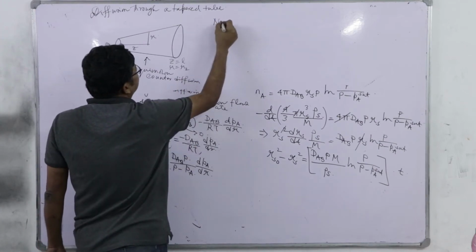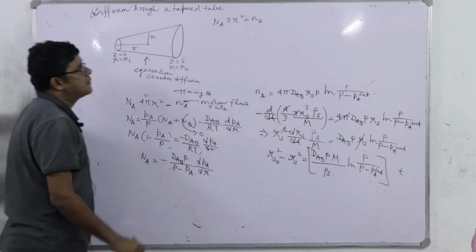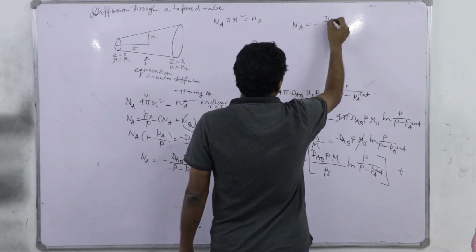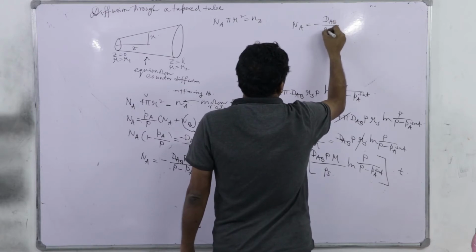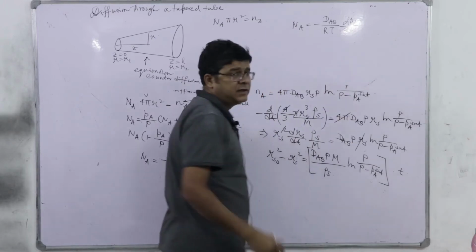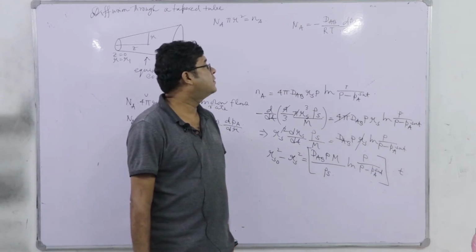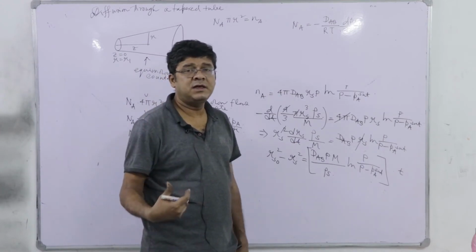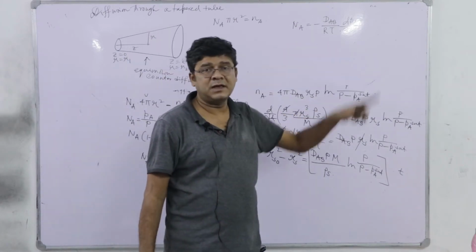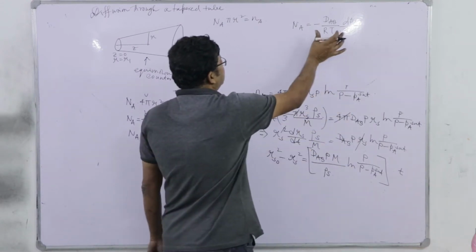So, you can write that Na into pi r square is equal to small na. So, Na is equal to minus of dAB by RT into dPA dZ. If I use the basic equation that Na is equal to Na plus Nb into Pa by capital P minus of dAB by RT into dPA dZ, Na plus Nb is simply giving you 0 because it is a counter diffusion flux. So, we have this Na.